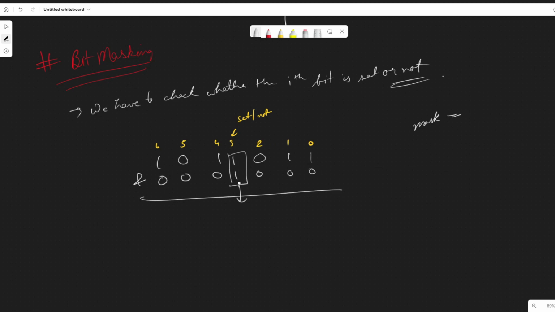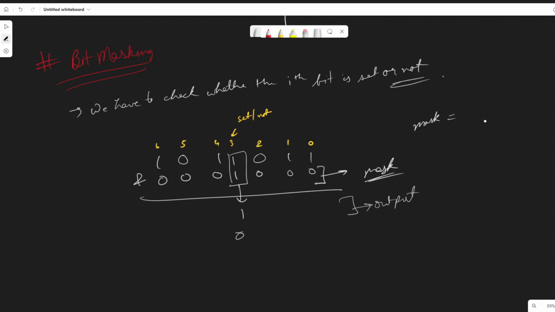So if both bits are 1, then it will give 1. If both bits are different, it will always give 0. Simple. So how do we get this number? Basically we put a mask on the number for the desired output. So let's check how we can make this mask.